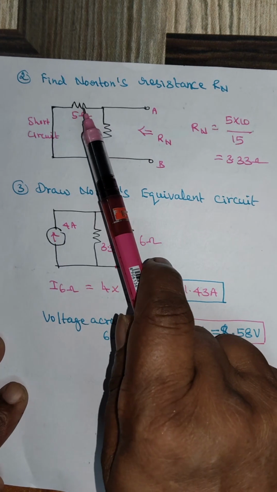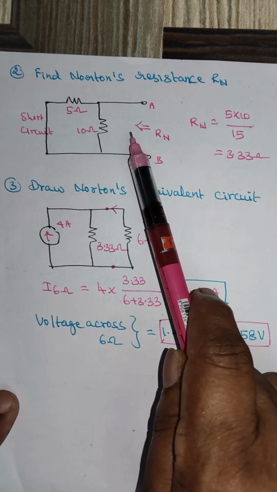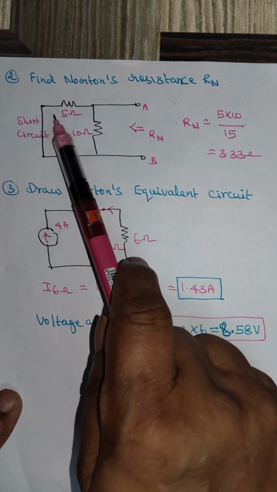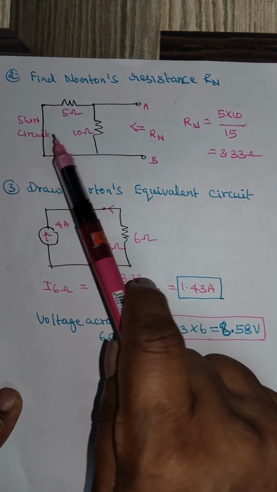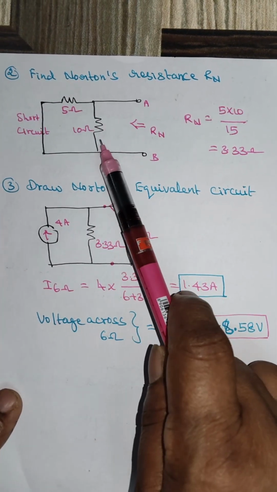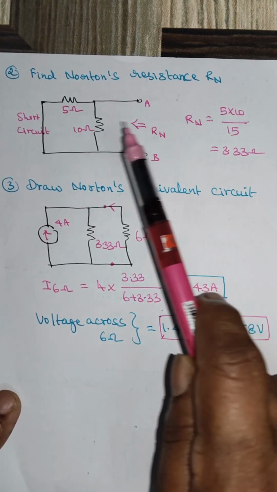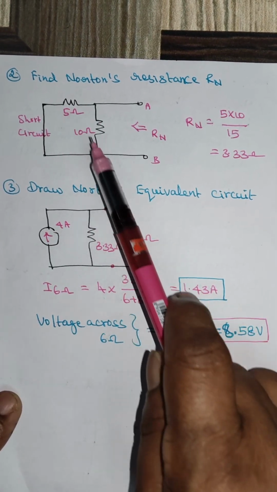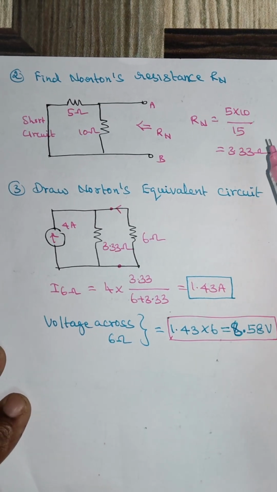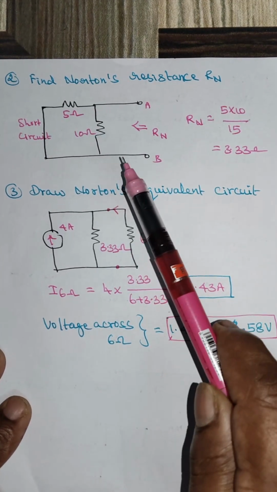In step 2, we have to find Norton's equivalent resistance Rn. To find Norton's equivalent resistance, in addition to open circuiting the load resistance, we have to short circuit the given voltage source. So the circuit can be redrawn like this. Here 5 ohm and 10 ohm are in parallel. So Norton's resistance Rn can be calculated as the parallel combination of 5 ohm and 10 ohm, which is 5 into 10 by 5 plus 10, which is 50 by 15, which is equal to 3.33 ohm.